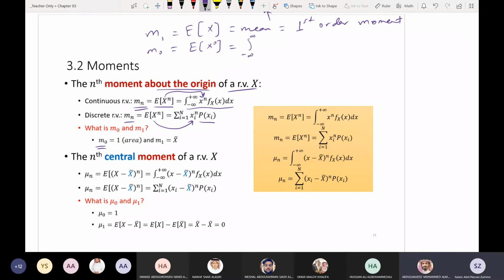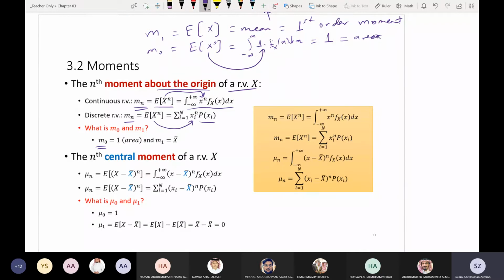1, right? Yes. Why? Because it's the integral of fx of x, and we multiply whatever is inside. What is x to the power 0? 1, right? So what is the integral of 1 multiplied by fx of x dx? The density function is 1. Yeah, it's the area under the curve, which is 1. The area.